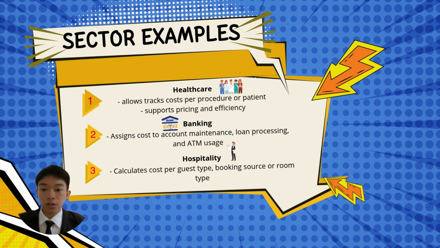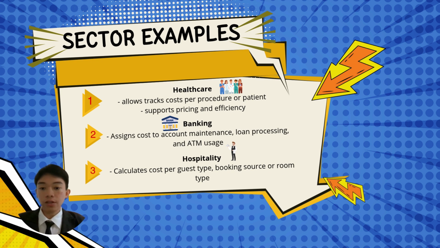The second one is the banking service. In banking, ABC allocates costs to services like account maintenance, loan processing, or ATM transactions. This reveals which services are consuming the most resources and which client segments are more or less profitable.